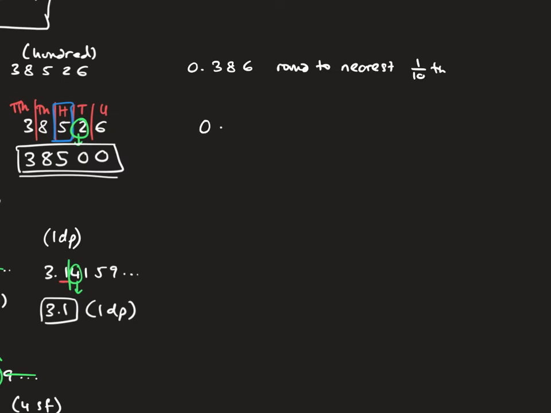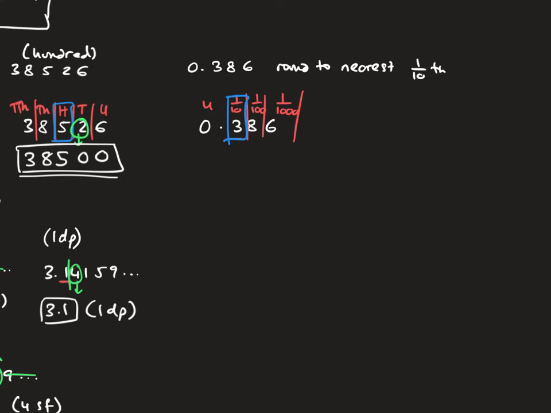So in this case, we've got 0.386. These are our units, these are our tenths, these are our hundredths, and these are our thousandths, essentially. So those are the columns. Now, what we're going to do is round to the nearest tenth, which again is this one here.